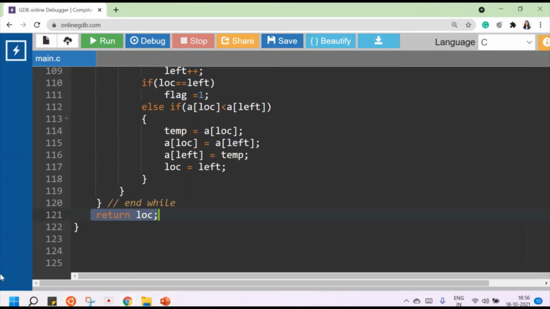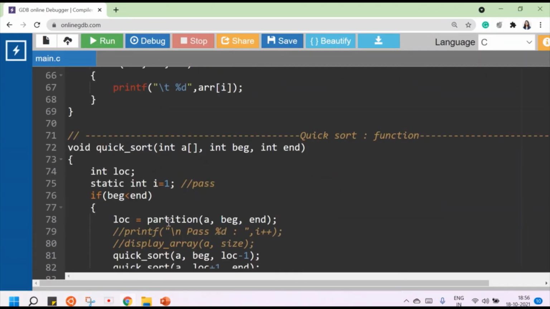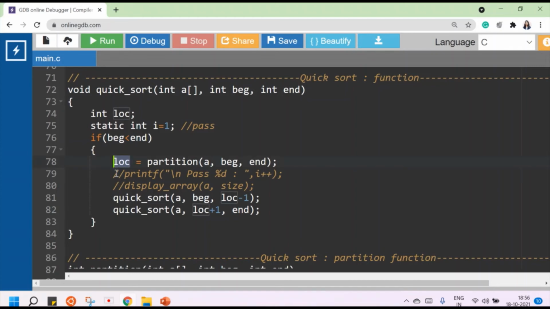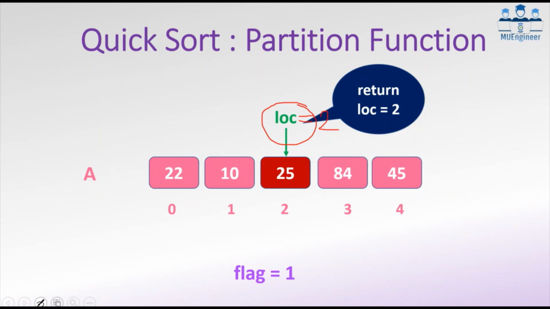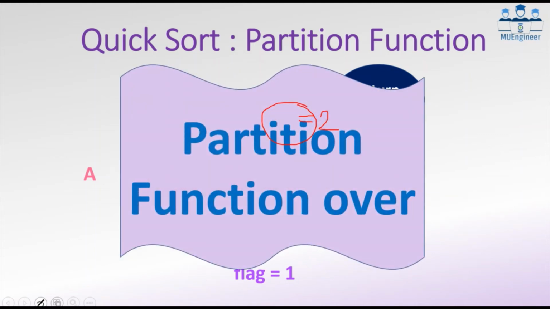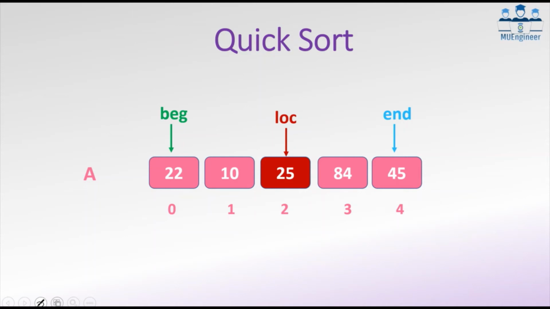Now what do we do here in our program? In our program, the partition function has returned me the value 2 that I am storing in location, and then I am calling the two quicksort functions. One to the left side, and the other function recursively to the right side. So to the left side, the function will be called for the same array A, but the left side will be this particular portion. I am returning this location equal to 2. So your partition function is over, and now if we just see, this is the beginning of the array, this is the ending of the array, and we got this as a location.